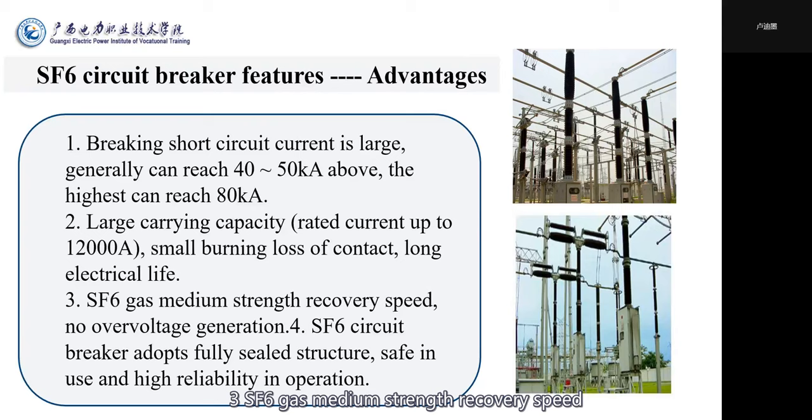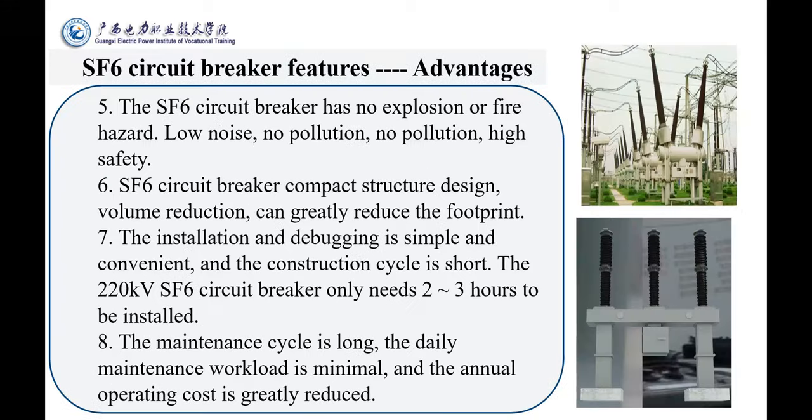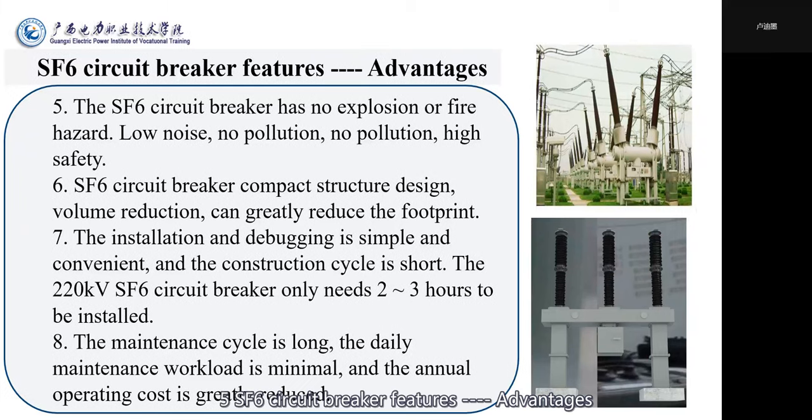3. SF6 gas has a fast dielectric strength recovery speed, and no overvoltage is generated. 4. The SF6 circuit breaker adopts a fully steel structure, safe in use and highly reliable in operation. 5. The SF6 circuit breaker has no explosion or fire hazard, low noise, no pollution, and high safety.